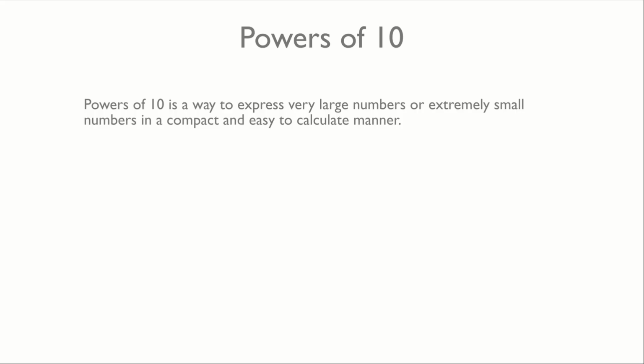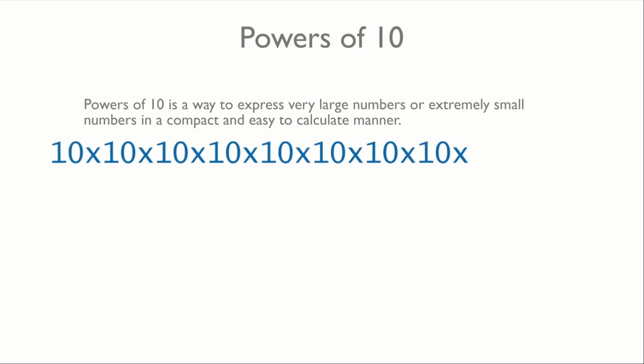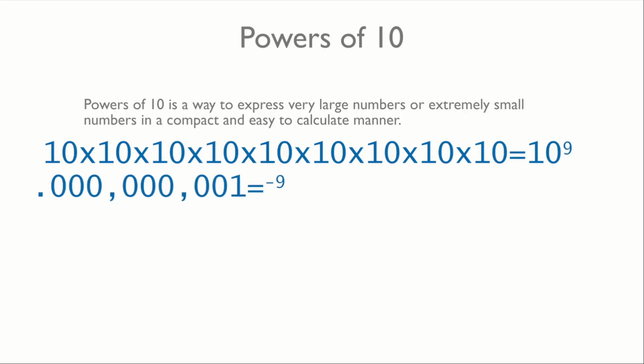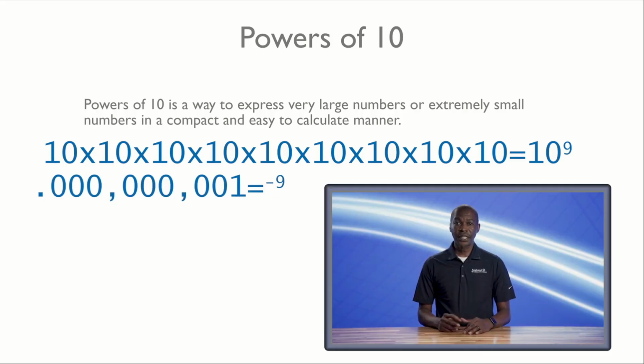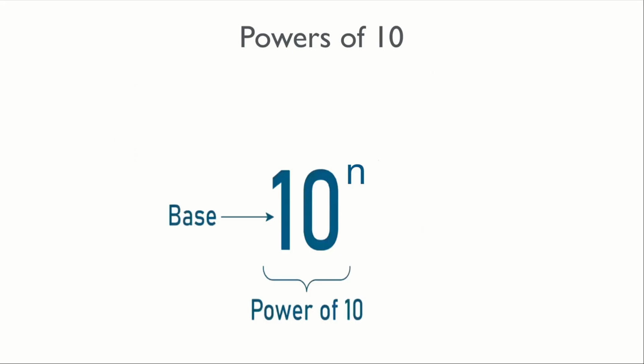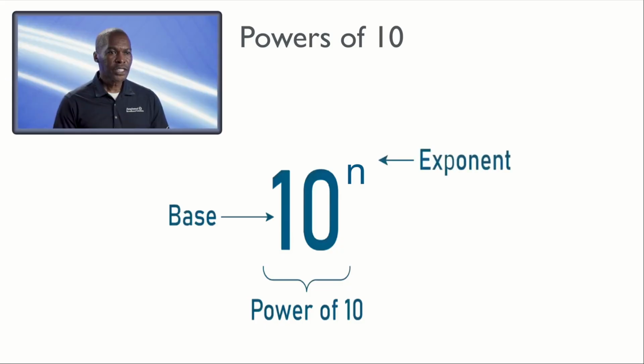Powers of 10 is a way to express very large numbers or extremely small numbers in a compact and easy to calculate manner. Instead of writing numbers with dozens of zeros, powers of 10 allow us to compress them. When we say powers of 10, we mean numbers in the form 10 to the nth power. Base is the number being multiplied by itself. In powers of 10, the base will always be 10. N represents the exponent or power. So exponent answers the question, how many times is 10 multiplied by itself? Or how many times do we divide in case of negative numbers?